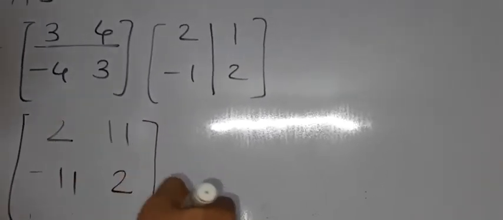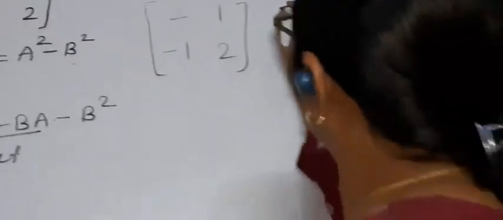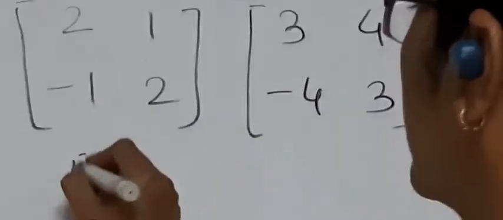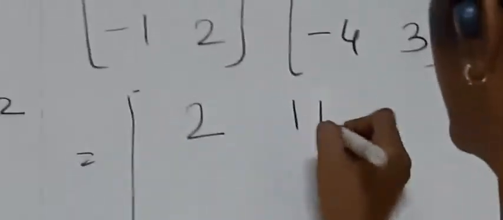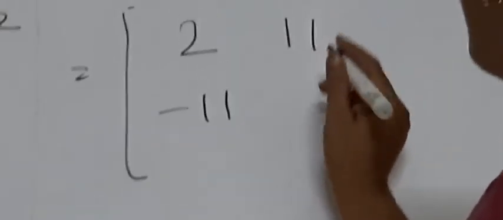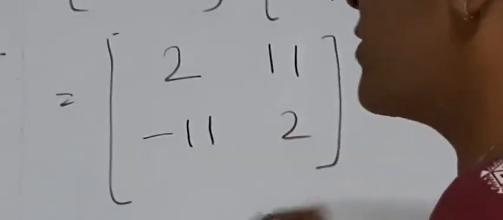Now B into A. Take the product B into A. B is [2, 1; minus 1, 2] and A is [3, 4; minus 4, 3]. Take the product. Therefore 6 minus 4, 2. 8 plus 3, 11. Minus 3 minus 8, minus 11. Again minus 4 plus 6, that is 2. So from first and second we can write that AB is equal to BA.